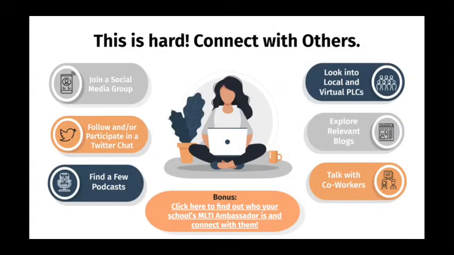Our final strategy is to remember that this is hard and to connect with others. Whether that's joining a social media group, following or participating in a Twitter chat, or finding a podcast or a few podcasts that you find enjoyable. You can also look into local and virtual professional learning communities and connect with other teachers like yourself. Or exploring relevant blogs. Some teachers keep up on blogs or other educational experts, and they share information that can be helpful. And as always, you can talk with your coworkers, whether that's within your school or within your district, or just other teachers who are like-minded, really remembering to connect with others.